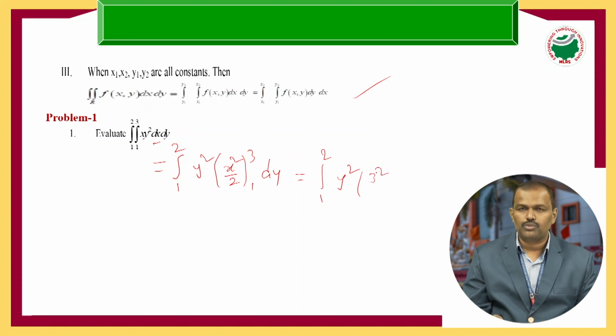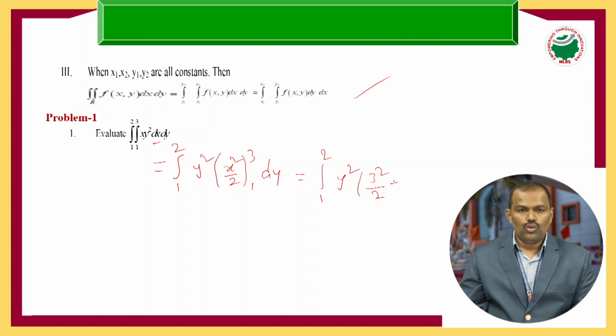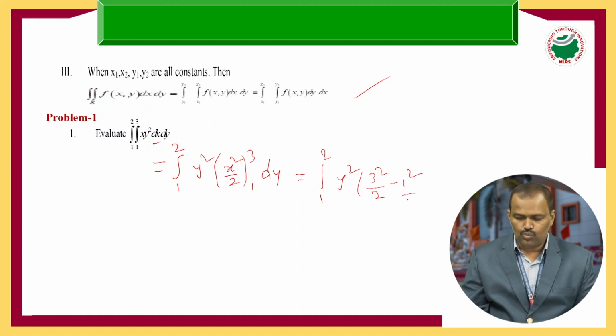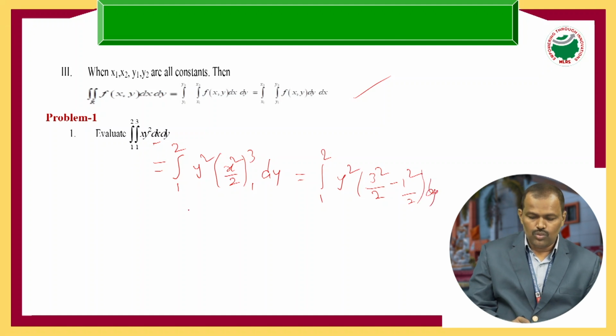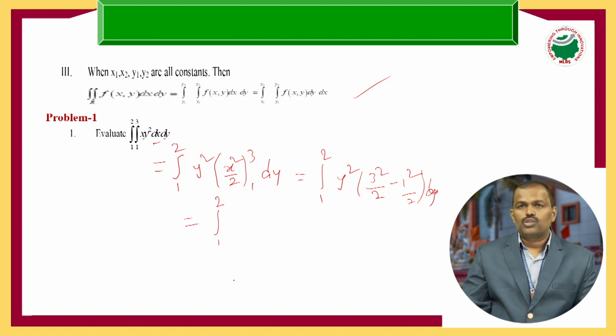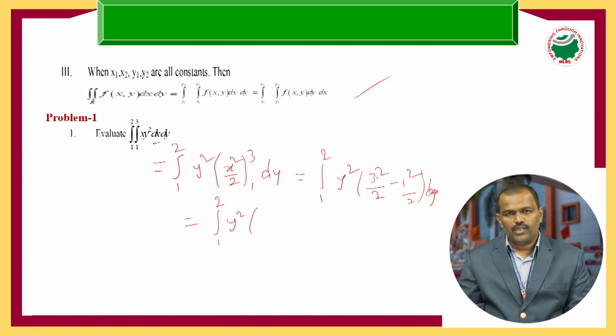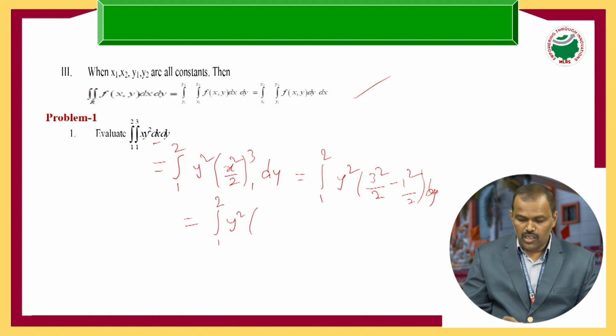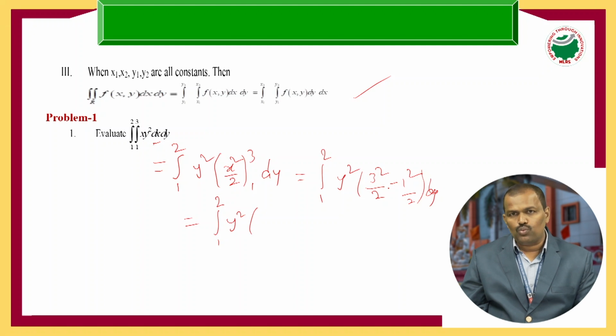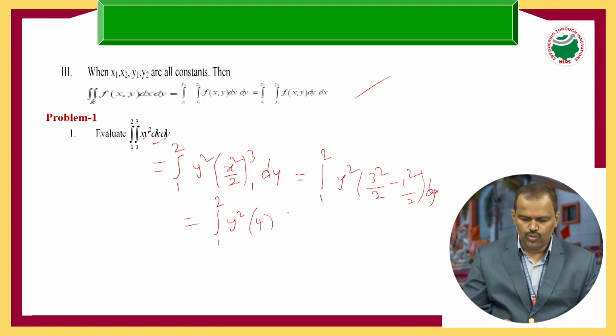In place of x I am substituting the upper limit, 3 square by 2, minus the lower limit, 1 square by 2, into dy. So that is equal to integral 1 to 2 of y square into, when I apply the limits, 3 square by 2. 3 square means 9, so 9 by 2, and 1 square by 2 means 1 by 2. 9 minus 1 is 8, 8 by 2 is 4. So this is 4 into dy.